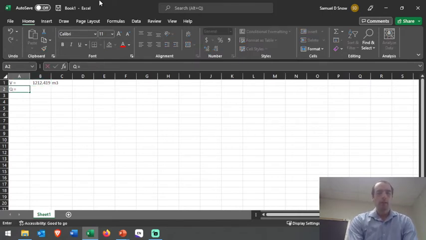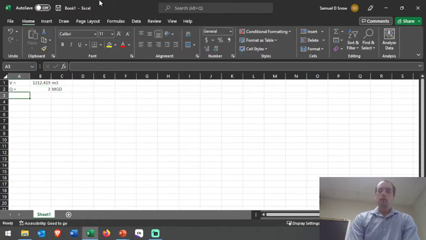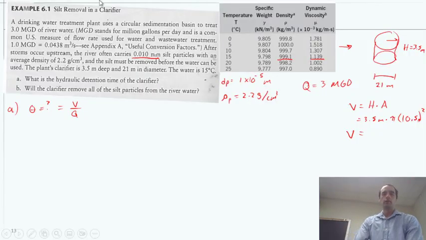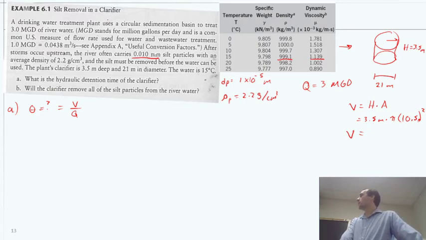We also have a flow rate, and that was given as 3 mgd, and we're going to go ahead and convert that using their conversion. It said 1 mgd is 0.0438 cubic meters per second. So if we think about it, going from million gallons per day to cubic meters per second.